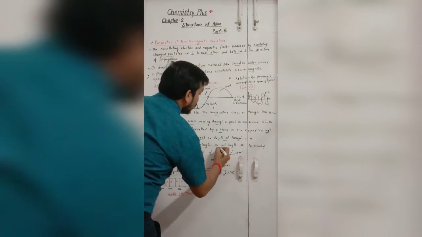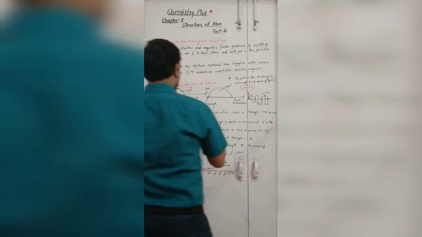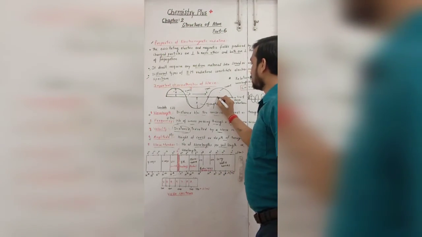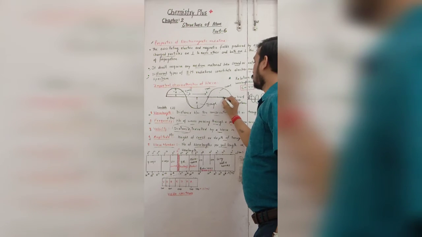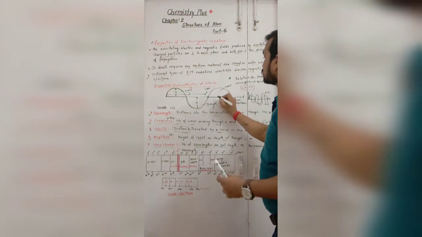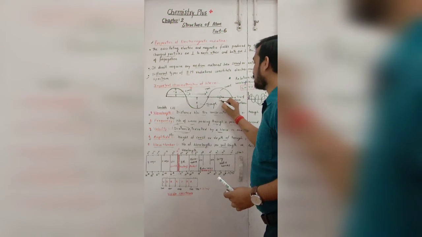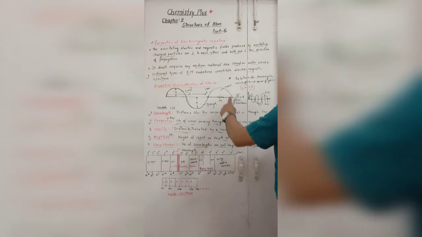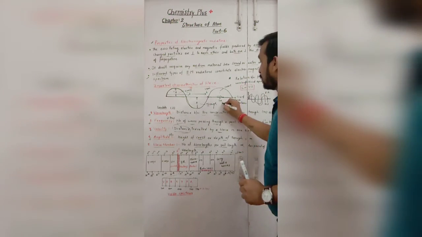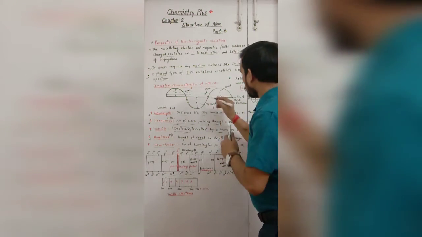The next term is the wave number. Wave number is the number of wavelengths per unit length. Suppose I am taking a certain length, say 1 meter. How many waves are passing through this 1 meter length? This is termed as the wave number, or the reciprocal of the wavelength.